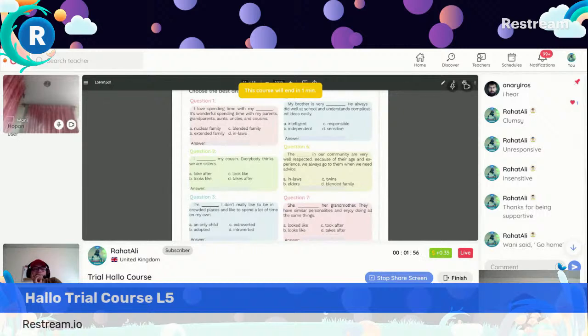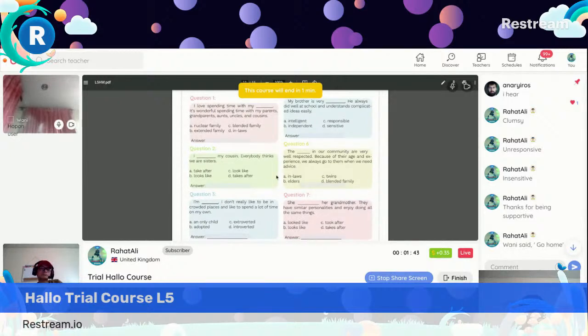Okay. Number two. I look like my cousin. Everybody thinks we are sisters. Great. Number three. I am introverted. I don't really like to be in crowded places and like to spend a lot of time on my own. Okay. And number four.